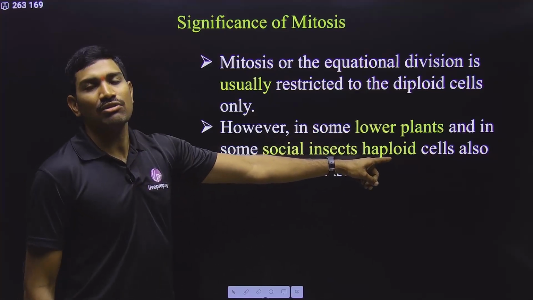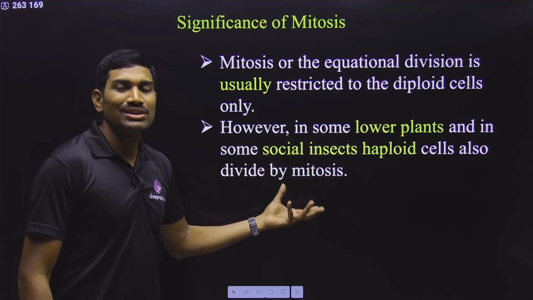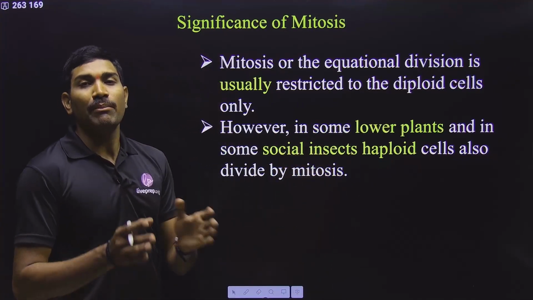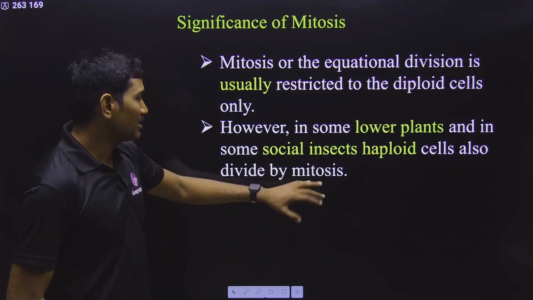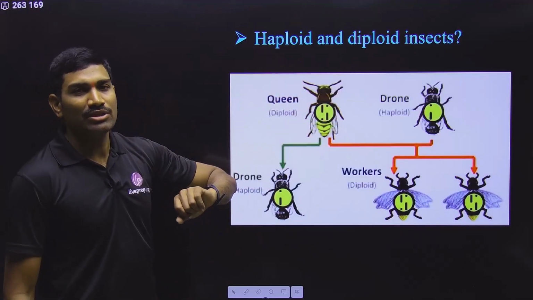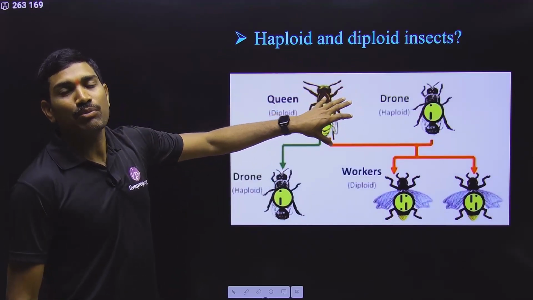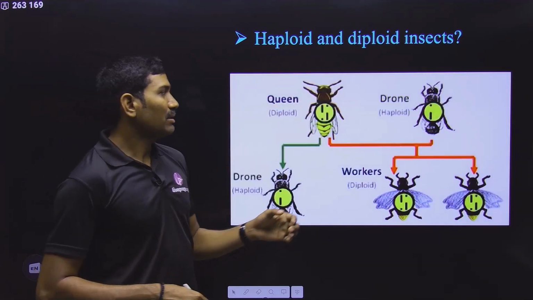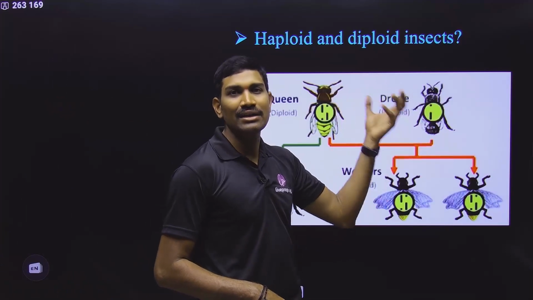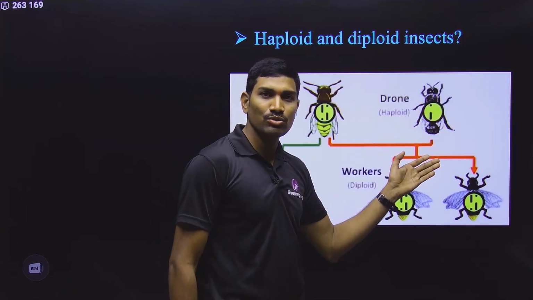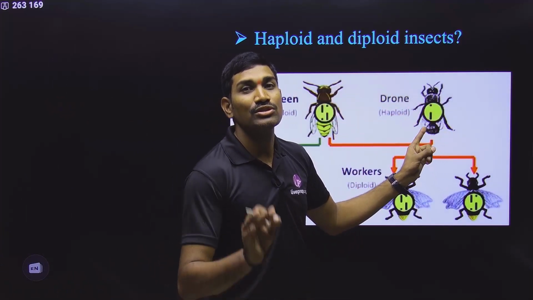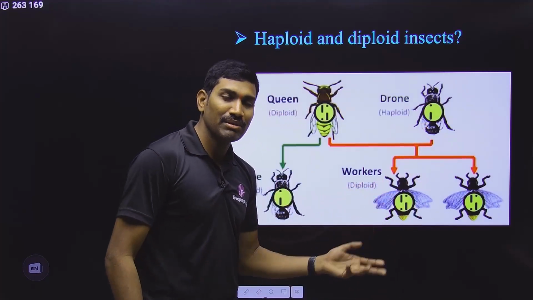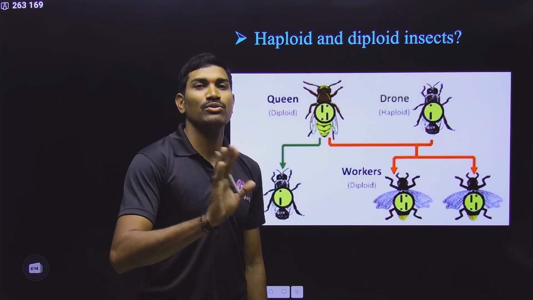Next one, in the case of lower plants and in some social insects like honeybees, even in the case of males, which are haploid, mitotic division happens to produce the gametes. With respect to honeybees, the queen is a diploid fertile female, and here meiosis occurs to form the ova. But the males are haploid and fertile. They are also called drones, and here sperm cells are produced by mitosis, not by meiosis. Worker bees are females, but they are sterile females, so they cannot produce gametes.